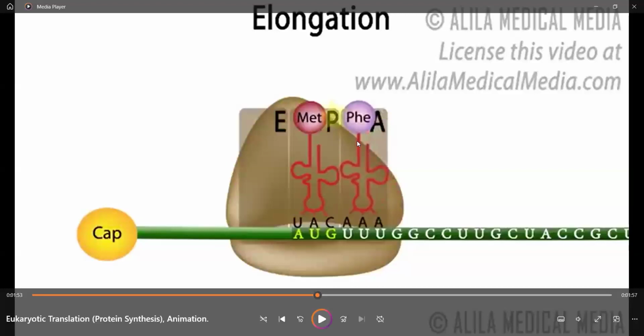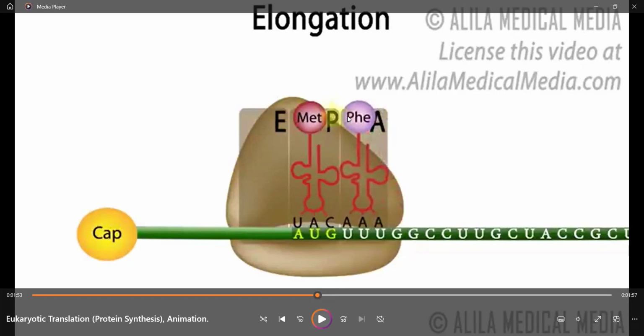What is that? This is phenylalanine. Okay, UUU codes for phenylalanine. Just like AUG codes for methionine, UUU codes for phenylalanine. So this is how elongation goes on.